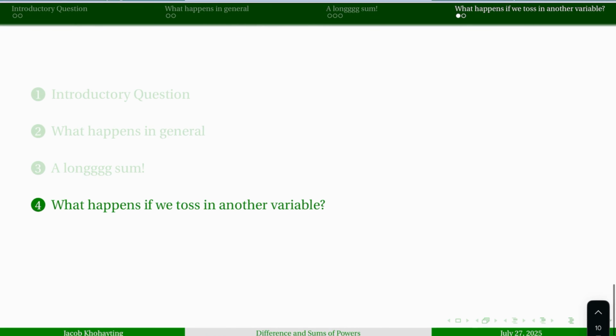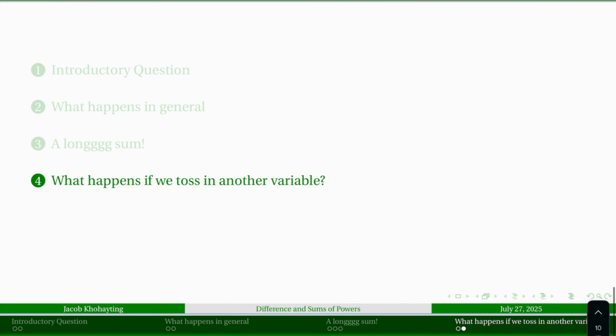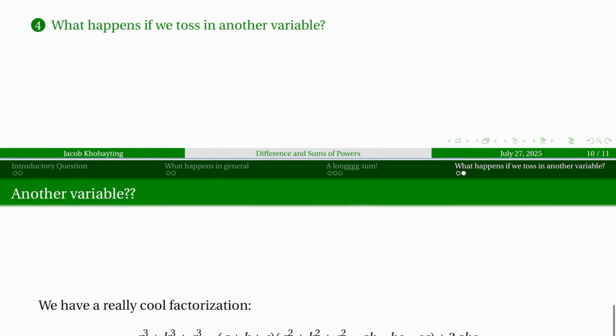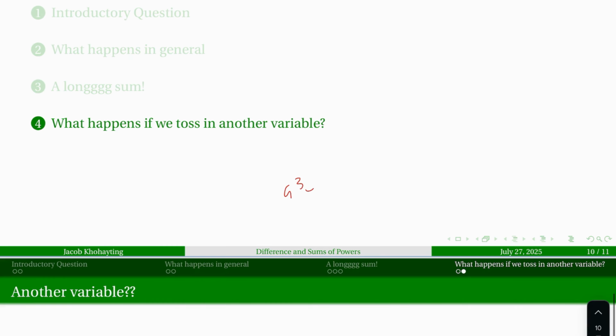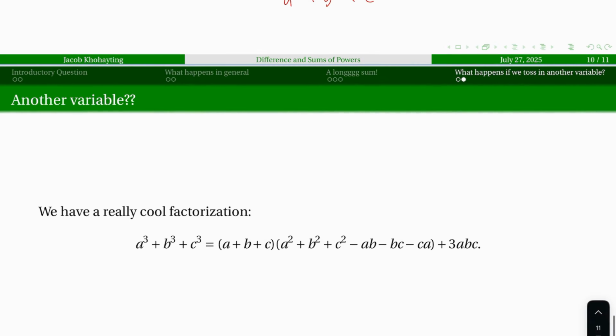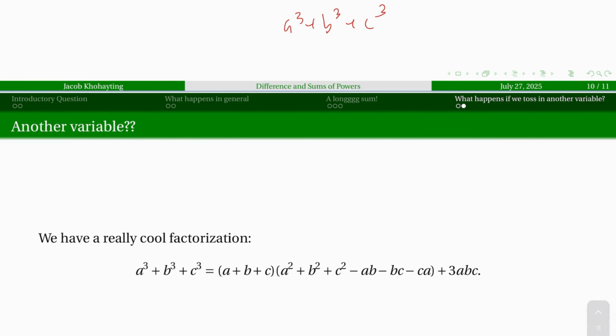Okay, so what happens if we toss in another variable? This is just a little additional thing that we can see. So let's see what happens when we add another variable. So we have a cubed plus b cubed plus c cubed. I want to factor that. This is a very famous factoring. Some may call it the T2's favorite factoring trick, which maybe we'll see something very similar in another video.